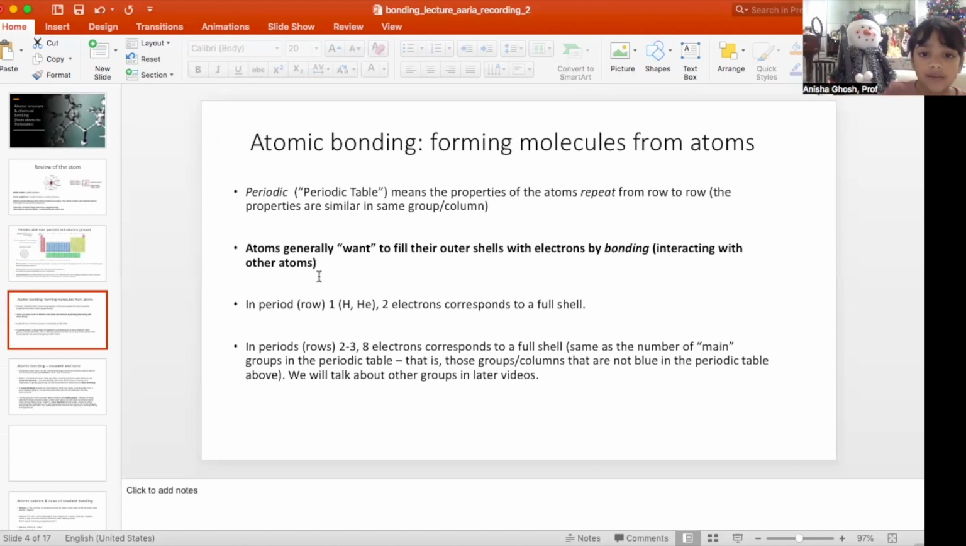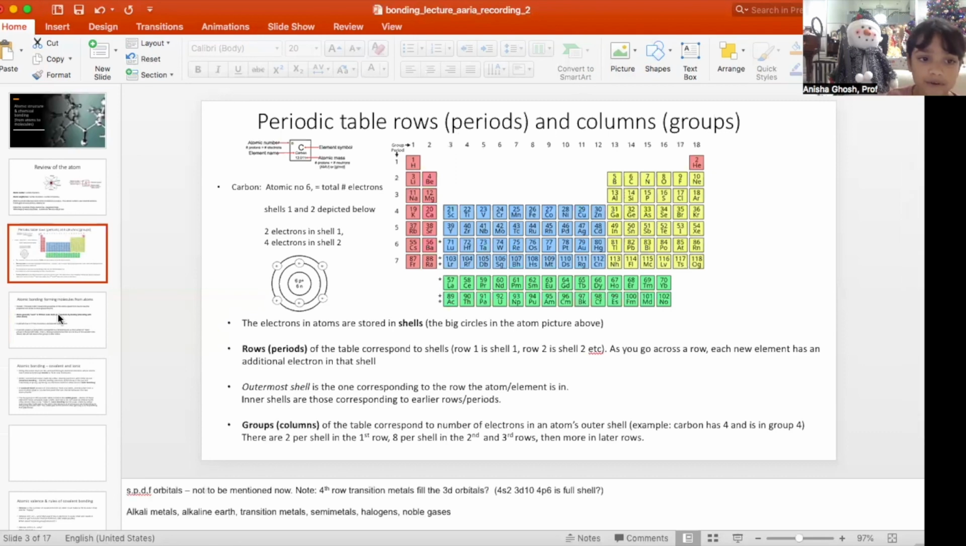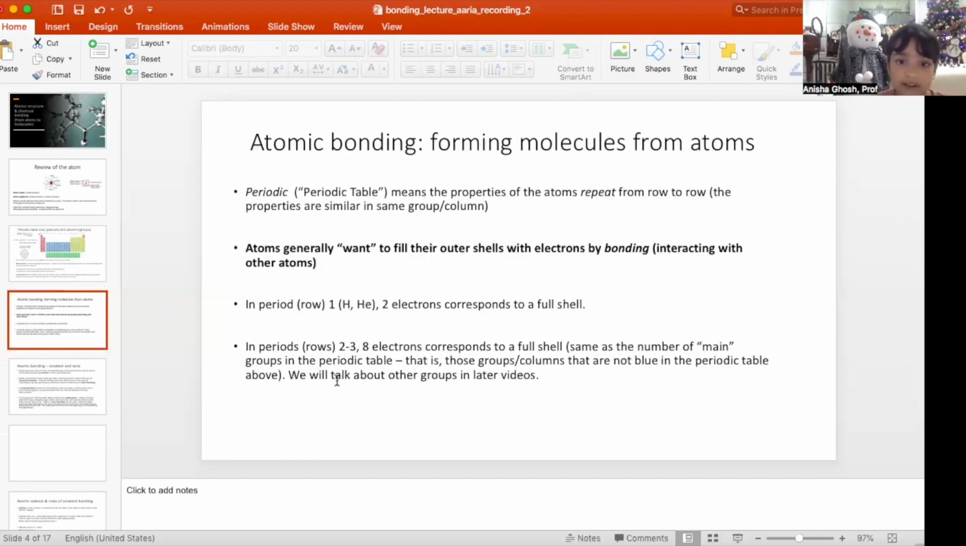In period 1, hydrogen and helium, 2 electrons correspond to a full shell because there's only 2 atoms. In rows 2 to 3, 8 electrons correspond to a full shell, the same number as the number of main groups in the periodic table. And we will talk about the other groups in later videos.